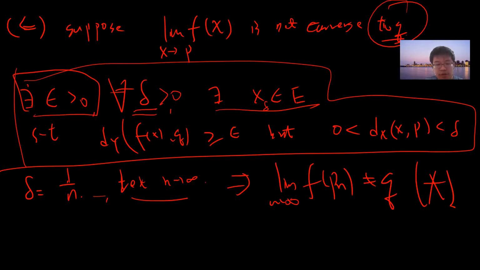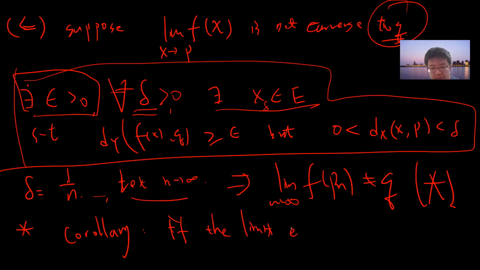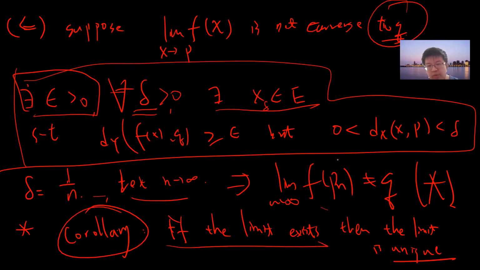Okay, so just a simple corollary. I think this corollary is simple, so I don't want to prove it. Basically, if the limit exists, then the limit is unique. This is a corollary because we already proved that if the sequence converges to some point, that point must be unique, almost by definition.